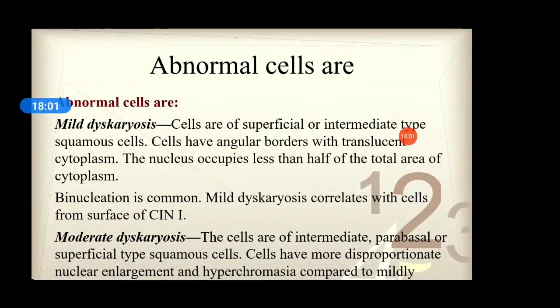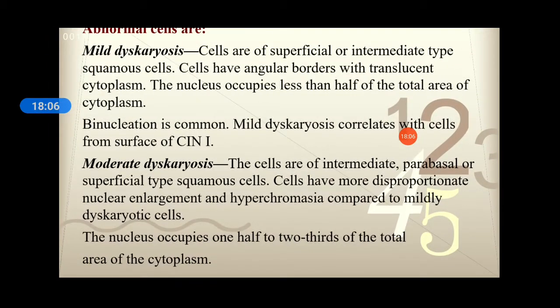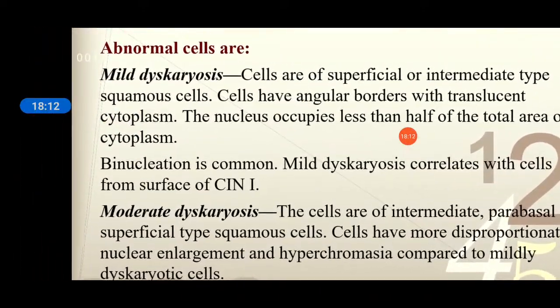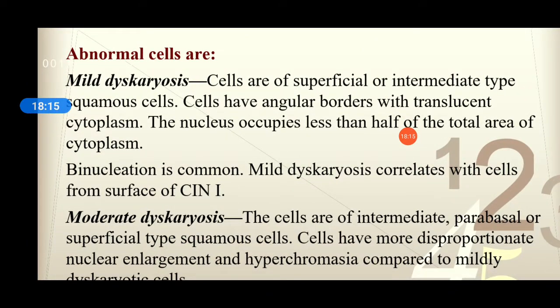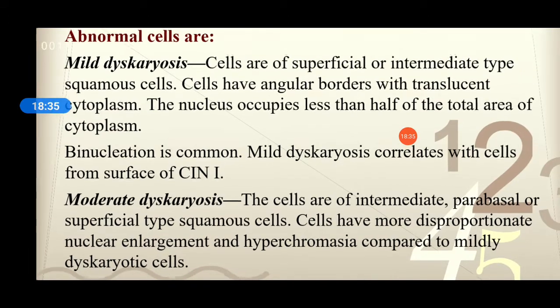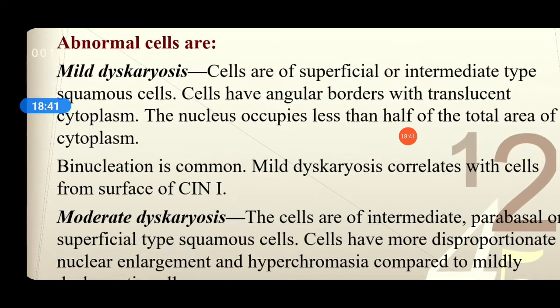Coming to the abnormal cells, they are classified into mild dyskaryosis, moderate dyskaryosis, and severe dyskaryosis. In mild dyskaryosis, cells are of the superficial or intermediate type squamous cells. Cells have angular borders with translucent cytoplasm. The nucleus occupies less than half of the area of the cytoplasm, and binucleation is common. You will find 2 nuclei. Mild dyskaryosis correlates with CIN1, cervical intraepithelial neoplasia 1. So that is the first category, mild dyskaryosis.